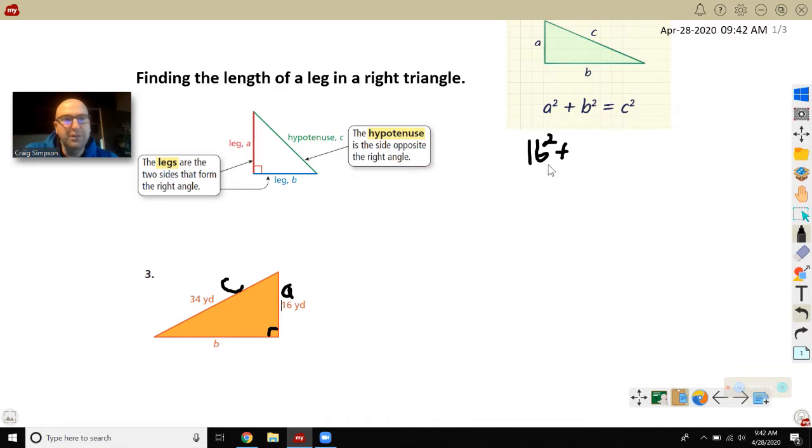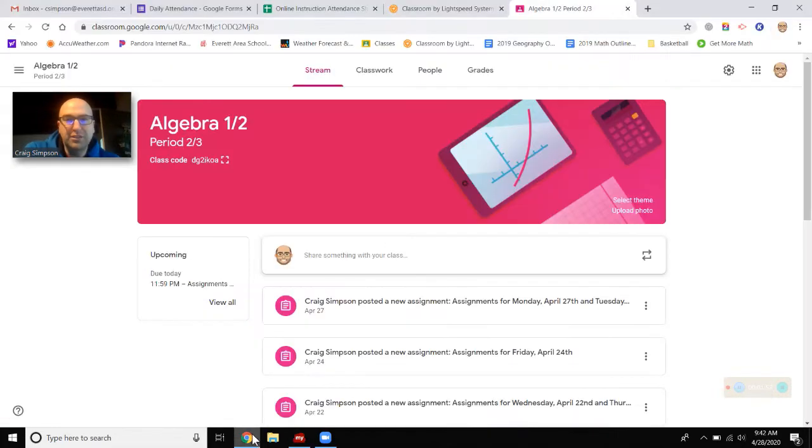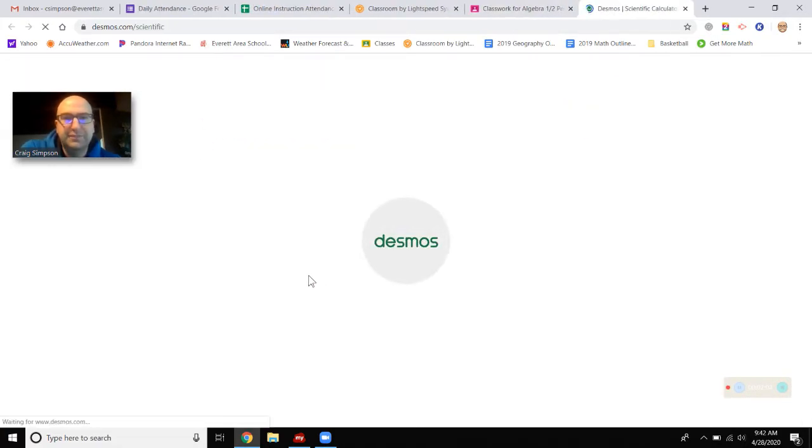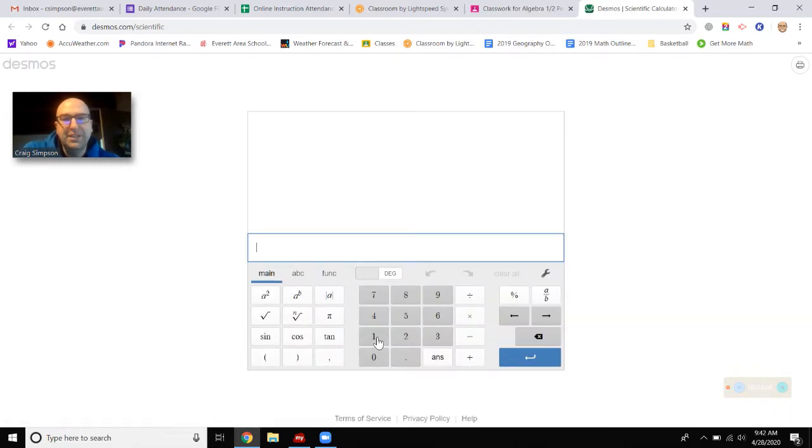Well, I don't have a value for b. B is what we're going to be finding. So b squared equals c squared, and c is 34. So 34 squared. At this point, I need to figure out what these values are when I square them. 16 squared. To do that, let's go back into our Google Classroom, up to classwork, find that scientific calculator, and now we're ready. So 16 squared gives me 256.